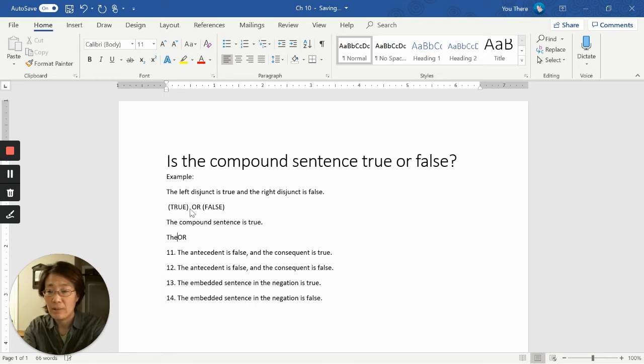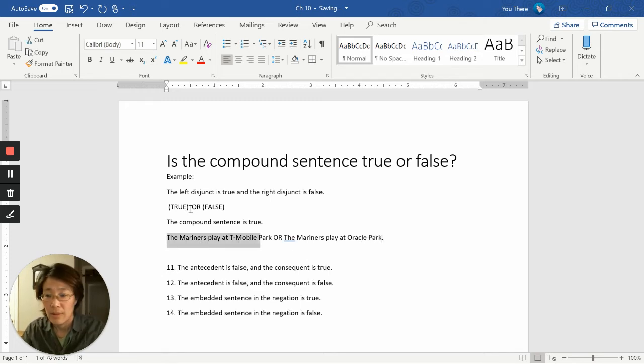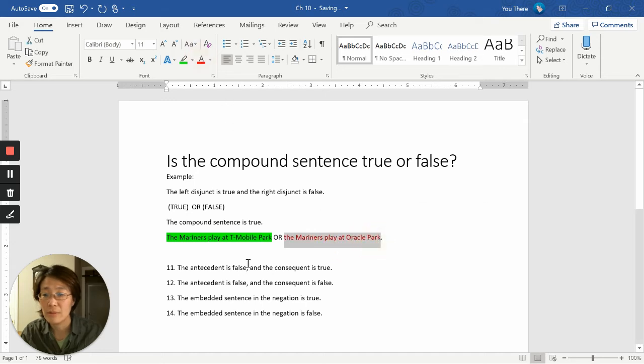Maybe something like, the Mariners play at T-Mobile Park. Or, and then you'd find a false sentence, like maybe the Mariners play at Oracle Park. This sentence is true. This sentence is false. And the entire compound is true.